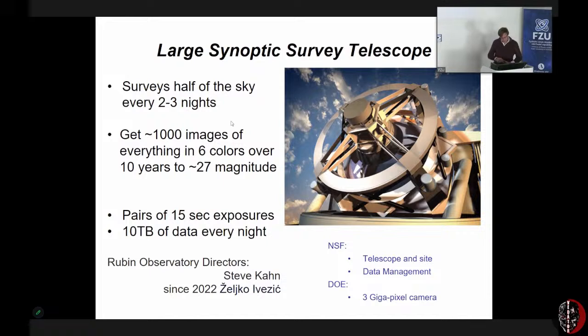So the Rubin Observatory director was Steve Kahn, but since a couple of years ago, Željko Ivezić replaced him as the Rubin Observatory director. The observatory is funded by DOE, the Department of Energy in the US, which is responsible for the 3 gigapixel camera, and NSF, which is responsible for the telescope on site and also the data management.